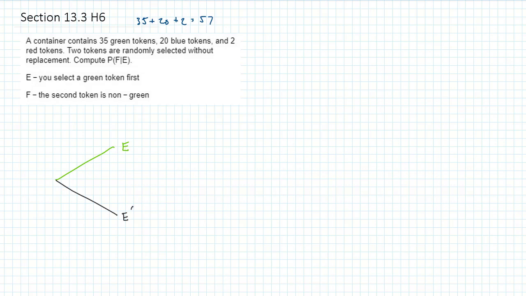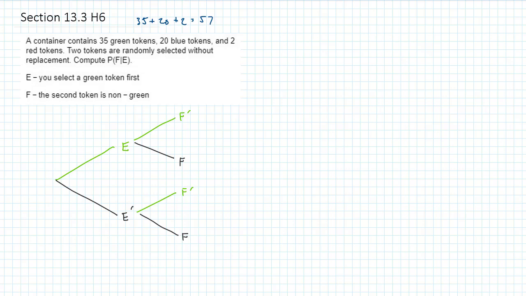Now once I've gone ahead and gotten the green token, I could get a green token again, or I could get a non-green token. So the second token is non-green, would be F, and then the complement of that would be the green one. And I could have the same thing down here if I had drawn a non-green token first.